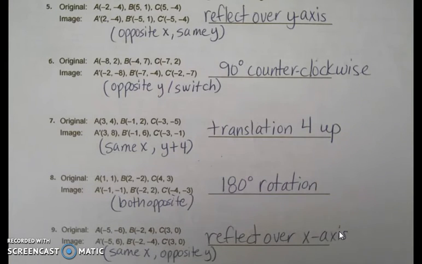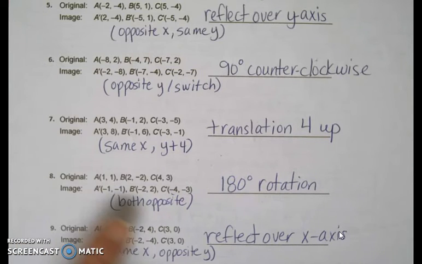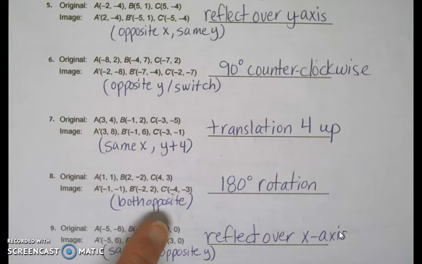Number 8, A, 1, 1, A prime, -1, -1, B, 2, -2, B prime, -2, 2. This is a good example where you can see that when you multiply by a -1, you can't say everything becomes negative. It goes to its opposite. 2 became negative, but -2 became positive. 4, 3 for C and C prime, -4, -3. So again, both x and y went to opposites. That would be a 180-degree rotation.